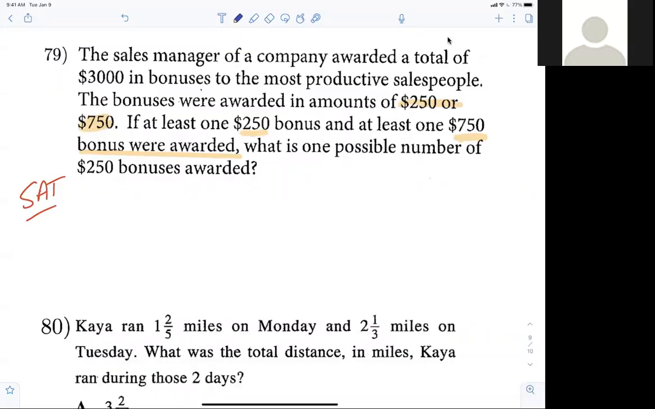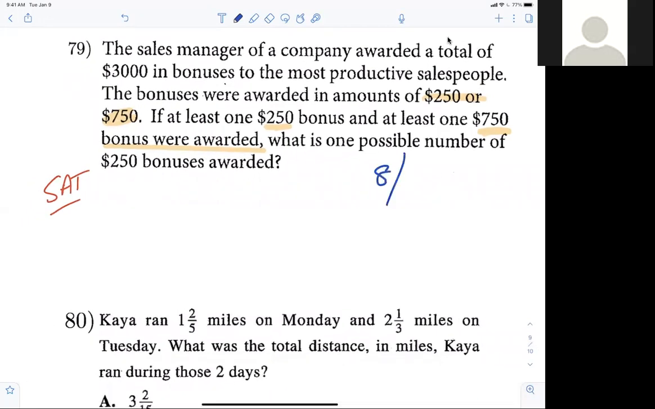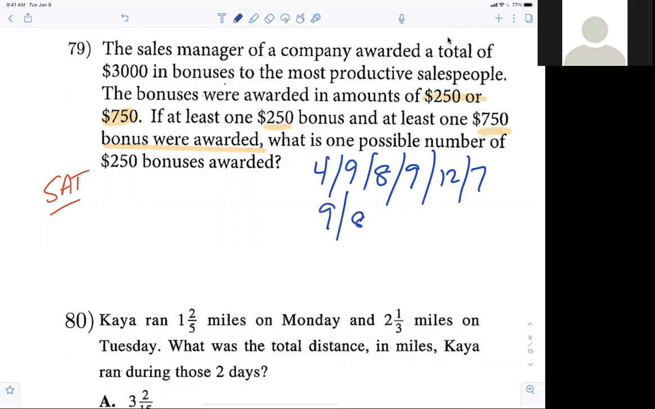Misha, what did you get? 8. Trey, 9. 12. Somebody else. 7. Josh, 9. Tell me, Cole. 4. 9. 8. 9. Good job. 13. Don't be afraid to be wrong. That's really good. It doesn't matter. 9. Good. Jackson, what are you thinking? 8. Molly? That's totally okay. I'm glad you said that also.